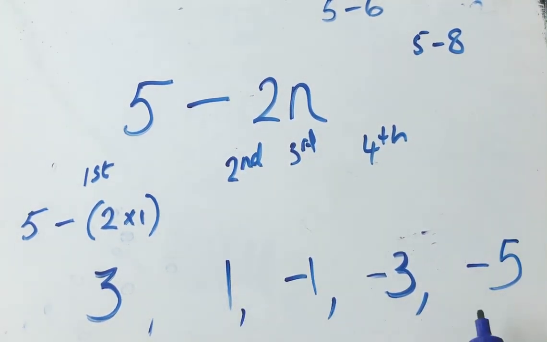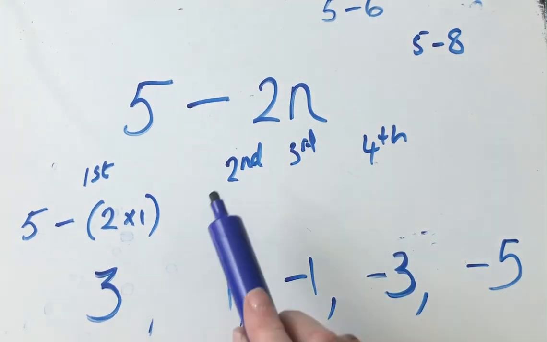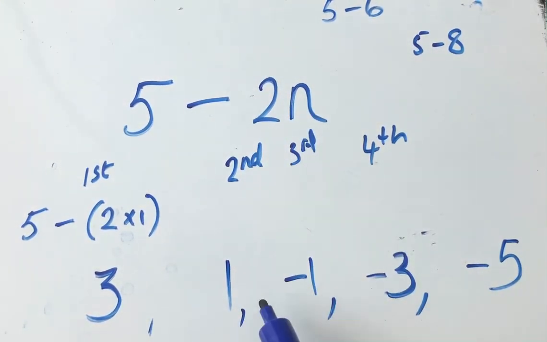Can you see it's going down by 2 each time? 3 take away 2. 1 take away 2. Minus 1 take away 2. Negative 3 take away 2, etc. So even when it's the wrong way around, we can still do it.